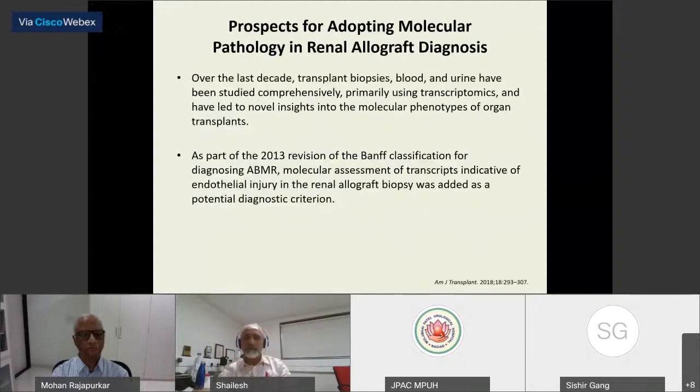From 2013 onward, molecular assessment of transcripts has been included for the diagnosis of acute antibody-mediated as well as T-cell-mediated rejection.